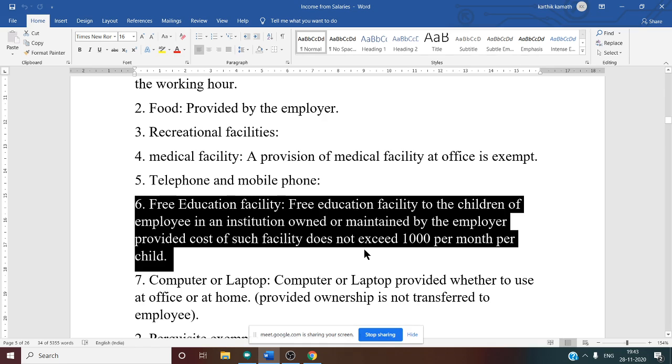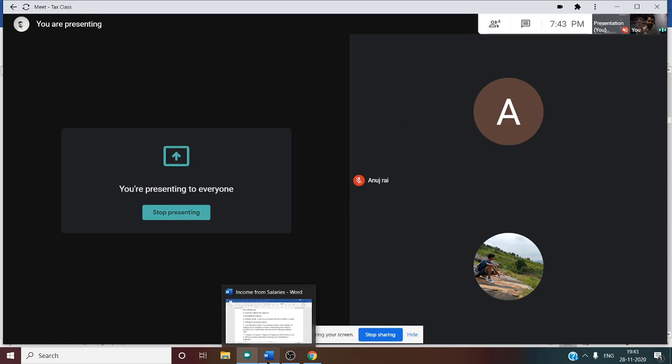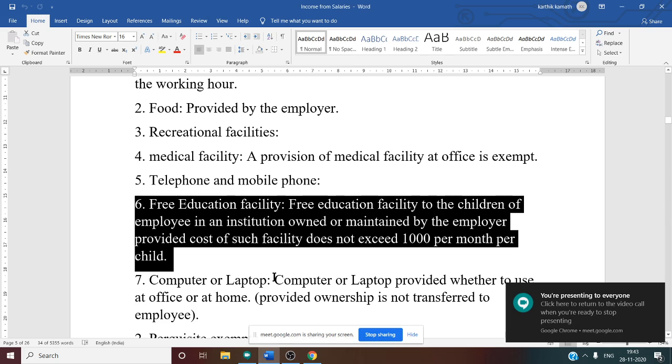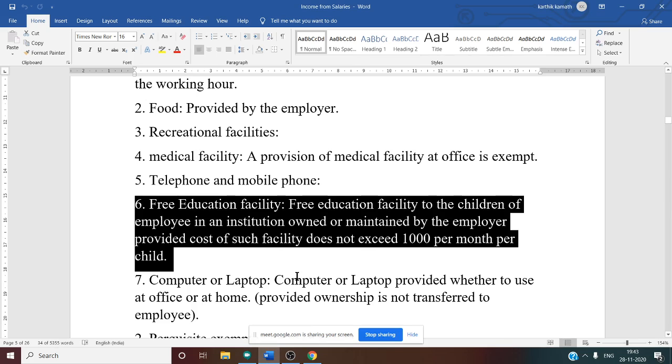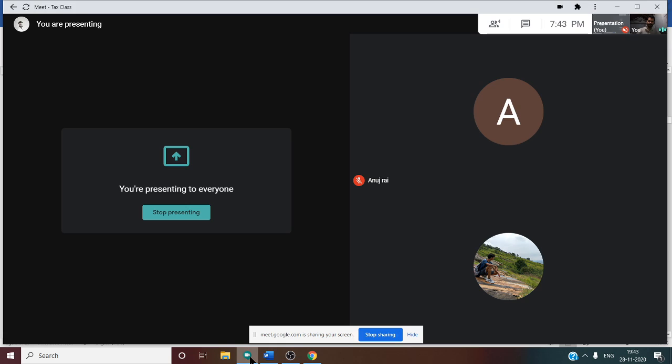Suppose the expenses of education are 5000. Let us take the example now. Expenses of education are 5000. In that case, up to 1000 it is exempt. After that, the remaining 4000 is taxable. So that is about free education facility. Have you understood this one? Free education facility. Have you understood this one?